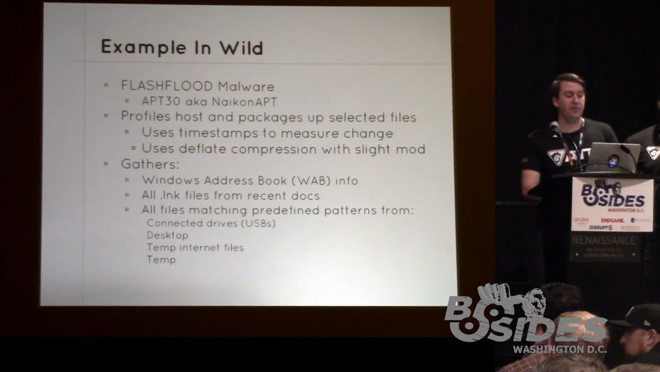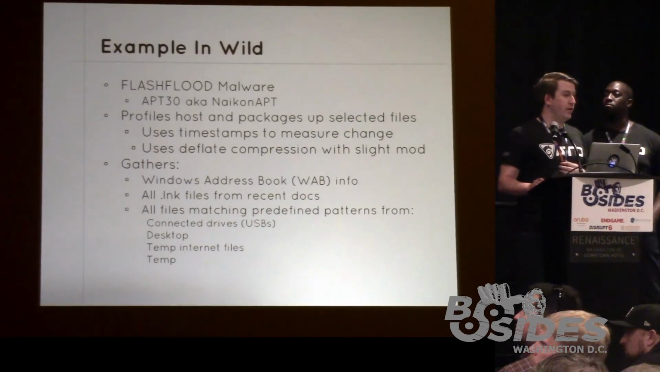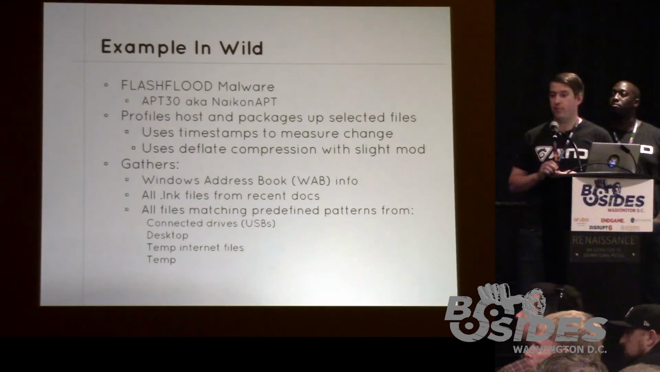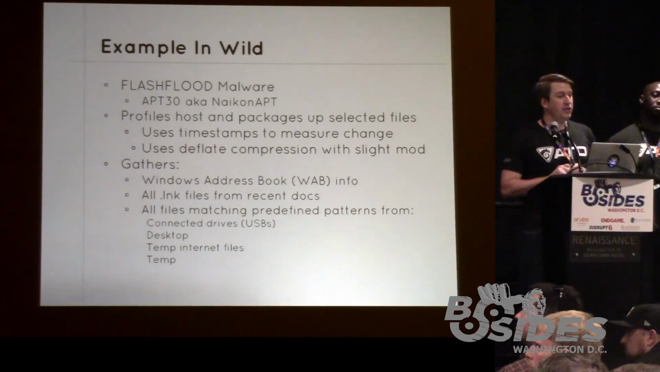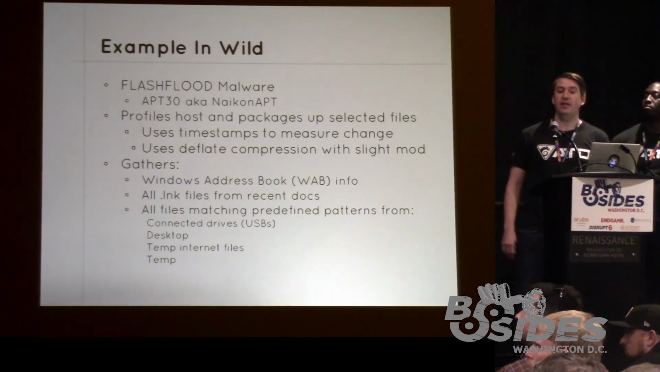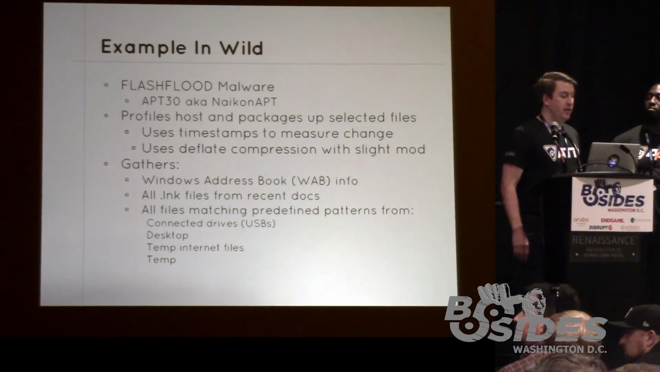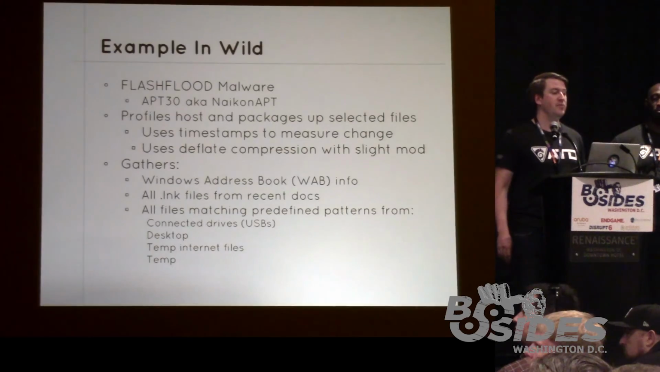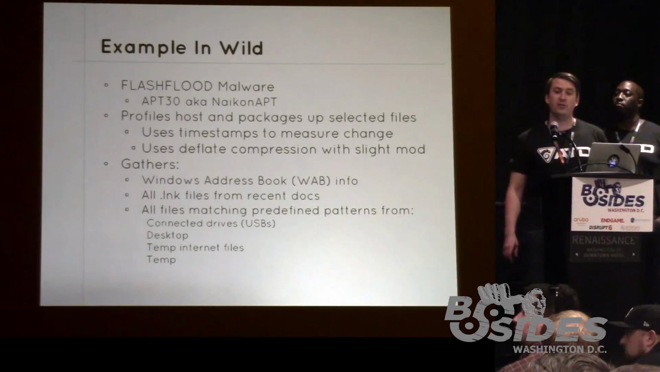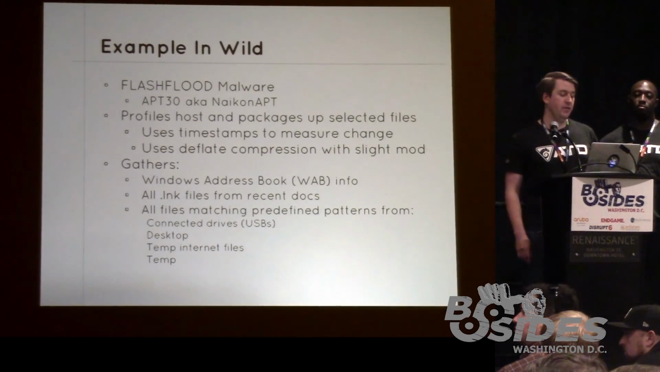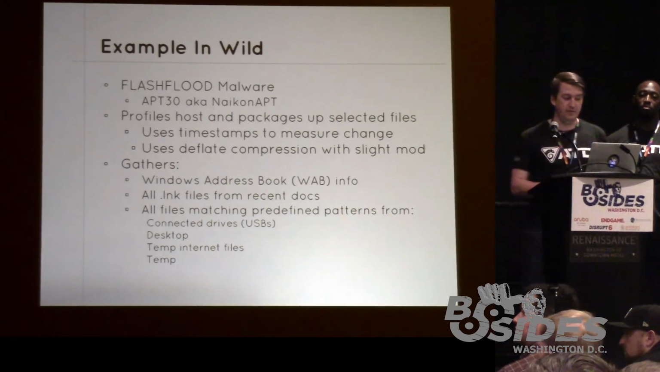And so for this specific case, APT30 or Naikon, they're a really solid actor, lots of reporting and documentation on them, which makes them a really good case study for threat emulation. They have a piece of malware called the FlashFlood malware, which is essentially their host profiler, or their ability to survey an end system and package up a whole bunch of preliminary data for exfiltration from the environment. Essentially how it works is it uses timestamps to measure changes in an environment, and anything that changes in certain monitored directories automatically gets exfilled out to an exfil directory and encrypted, aka obfuscated, using some custom routine that's really, really bad and easy to fix.